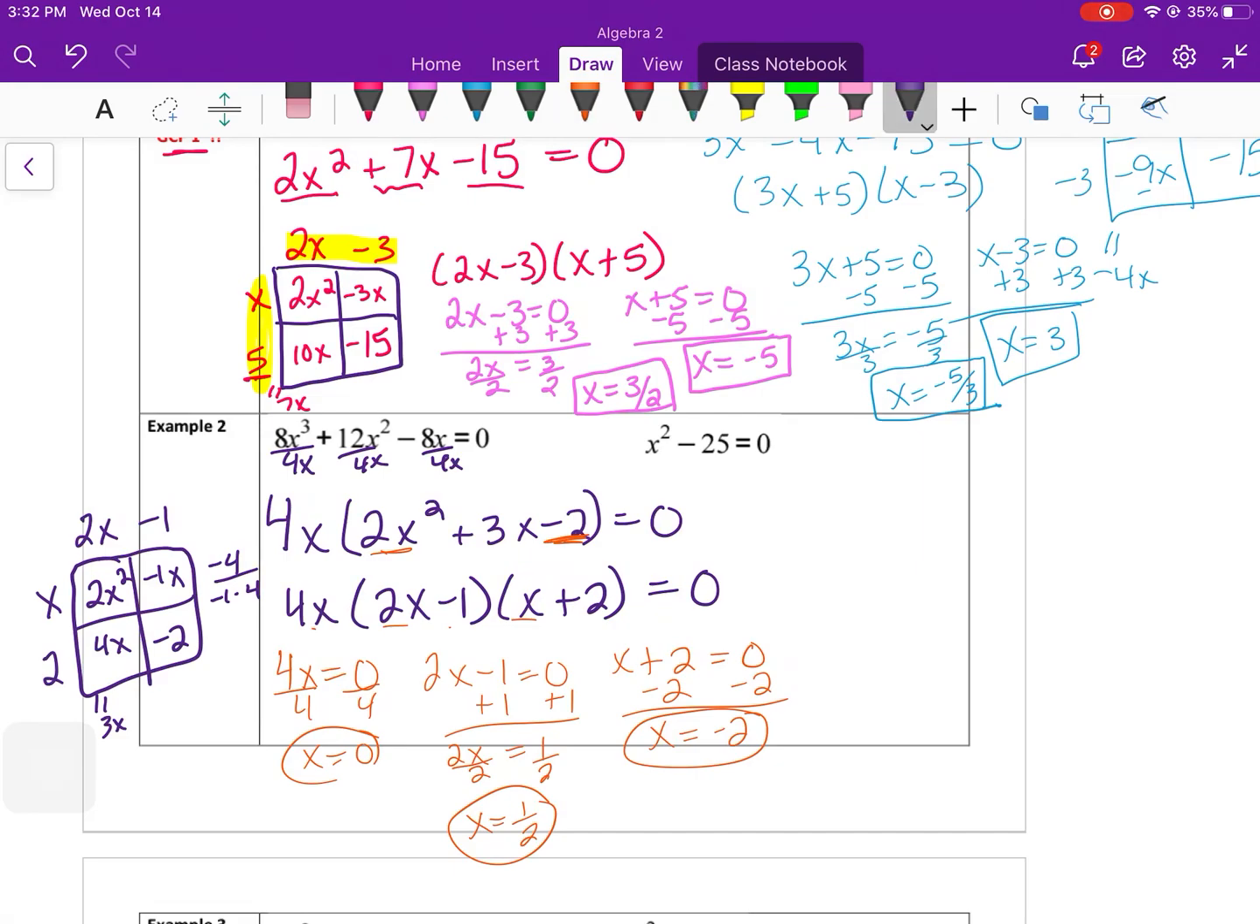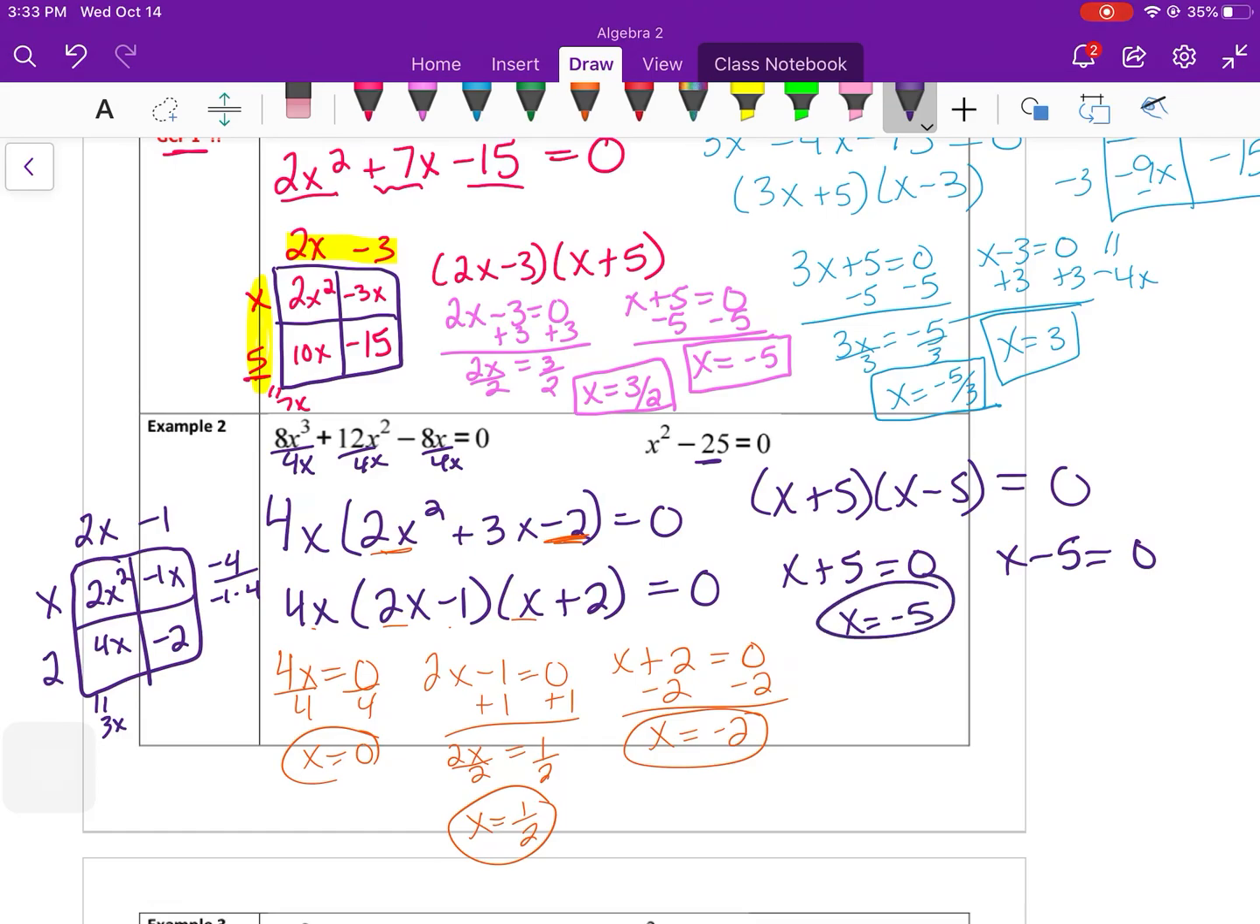X squared minus 25 is a difference of perfect squares pattern. So this one factors to x plus 5 and x minus 5, since 5 times negative 5 multiplies to negative 25 and adds up to 0 in the middle. So x plus 5 equals 0, or x minus 5 equals 0. So x equals negative 5, or x equals 5.